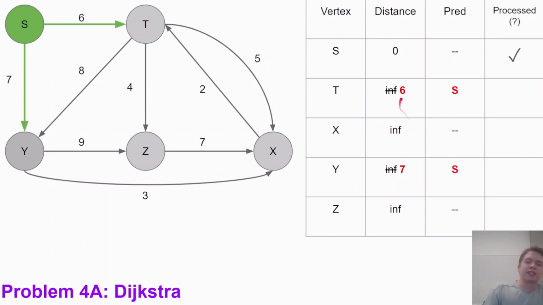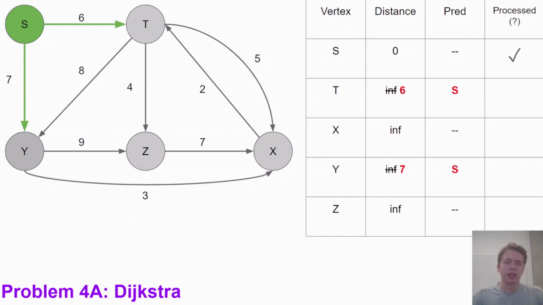And since we updated these distances as a result of the edges coming out of S, we'll set the predecessor of T to be S, as well as Y to be S. This lets us follow the back pointers back up to S to, 1, find the shortest path from S to these vertices, and then 2, to generate our least cost tree.